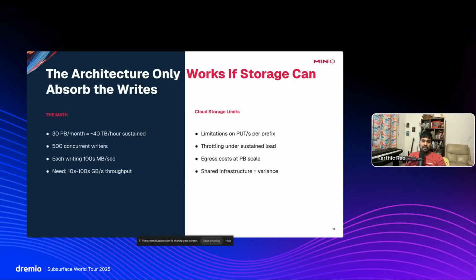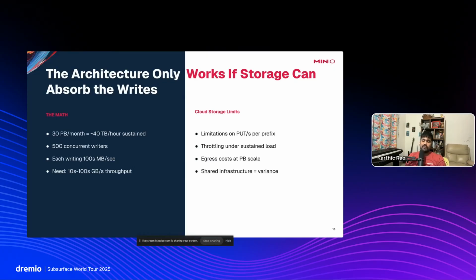And for example, let's do a simple calculation. If you're ingesting about 30 petabytes a month into your Iceberg table, you're potentially talking about approximately 40 terabytes of data being ingested every hour into your Iceberg table, right? And in a lot of public cloud storage systems, or hosted cloud storage systems, the limitations are hit much faster than you often think.